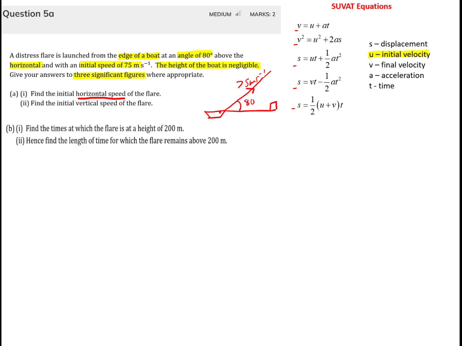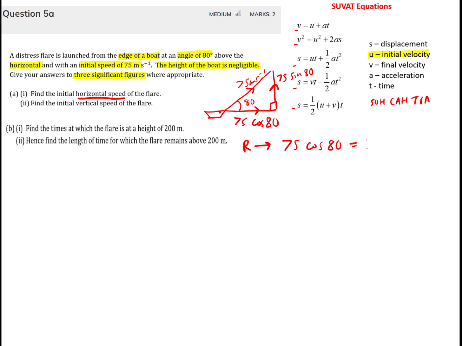and this makes a right angle. So the horizontal, that's 75 meters per second. We should remember that that is 75 cos 80, and going vertically, that's going to be 75 sine 80. Your chapter 5 knowledge will help with that. So obviously we're just using SOHCAHTOA there. So resolving this way, we can see that the horizontal is just 75 cos 80.